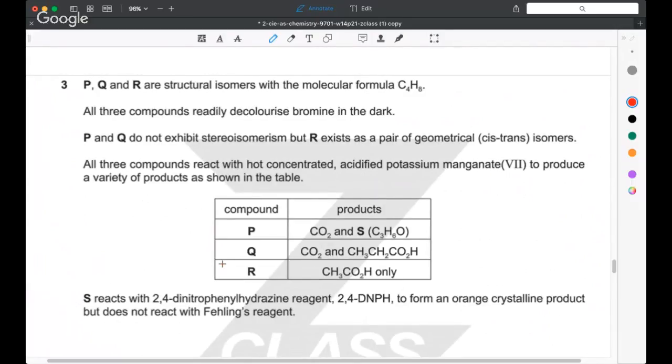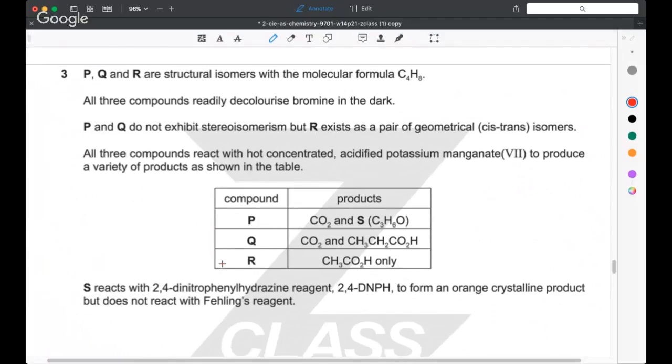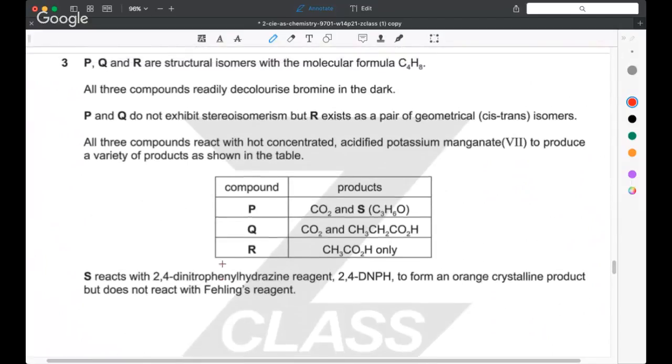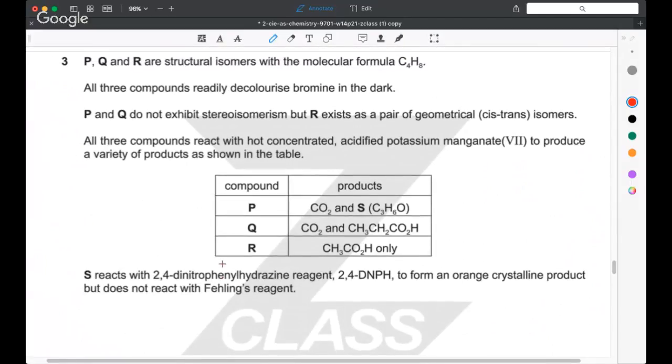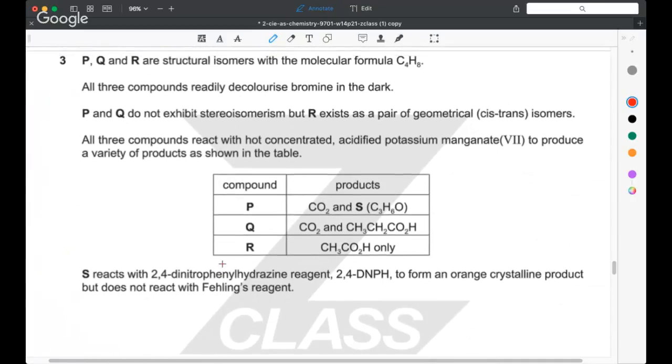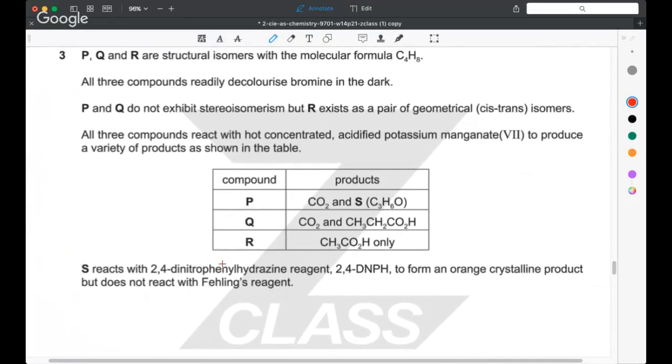Okay, we're into organic chemistry now, and you've got basically in this question here, you have to read it quite carefully. There's a lot of clues helping you identify these 4 compounds, P, Q, R, and S. All right, now, so you can read through all the clues, and they're going to react all of these with hot concentrated acidified potassium permanganate.